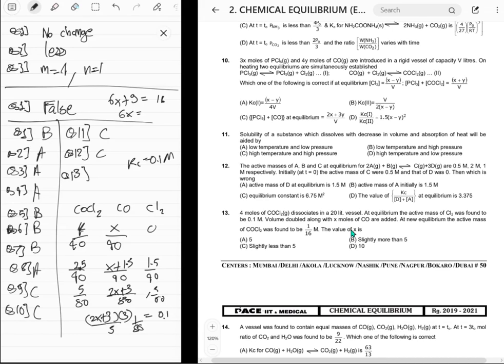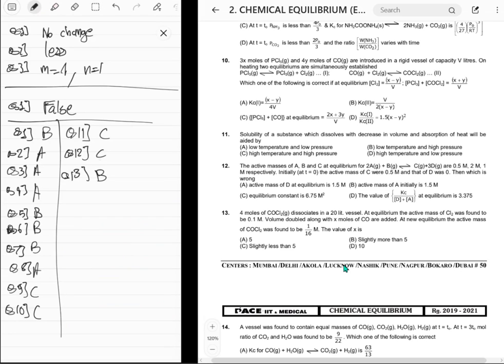Sorry, 6x plus 9 equal to 8 times 5, which is 40. So 6x is 31. It's still not good because it's not divisible, but whatever. So x is 31 upon 6, slightly more than 5. It's B. 13 is B. Right, cool. We got it.